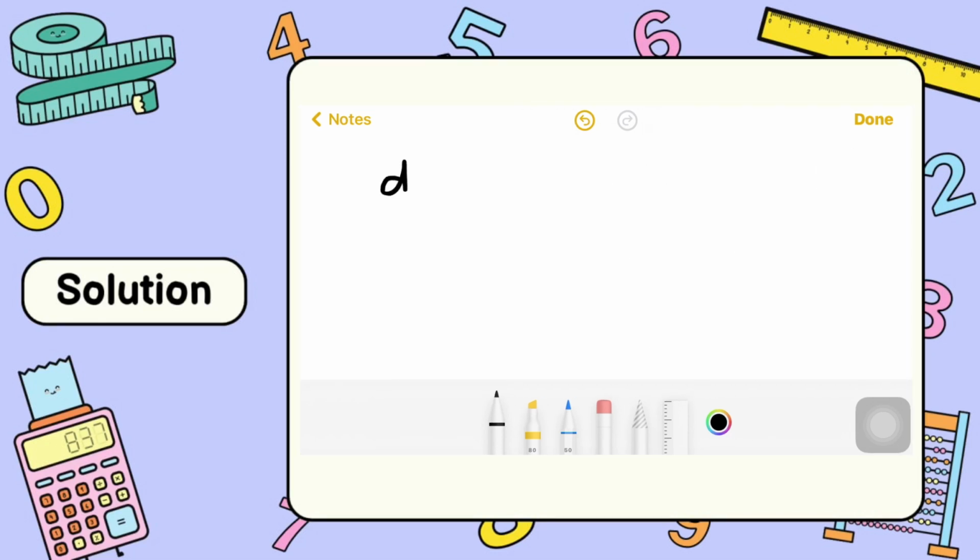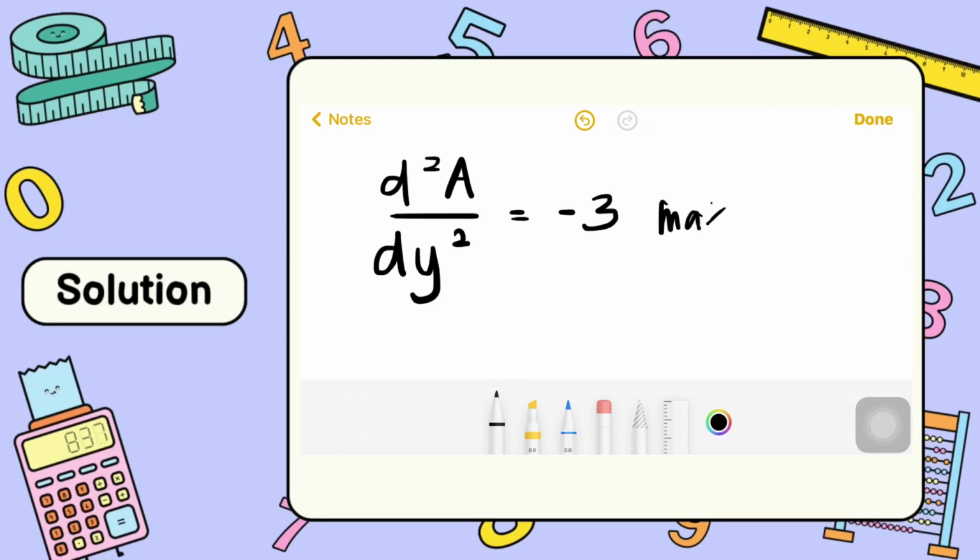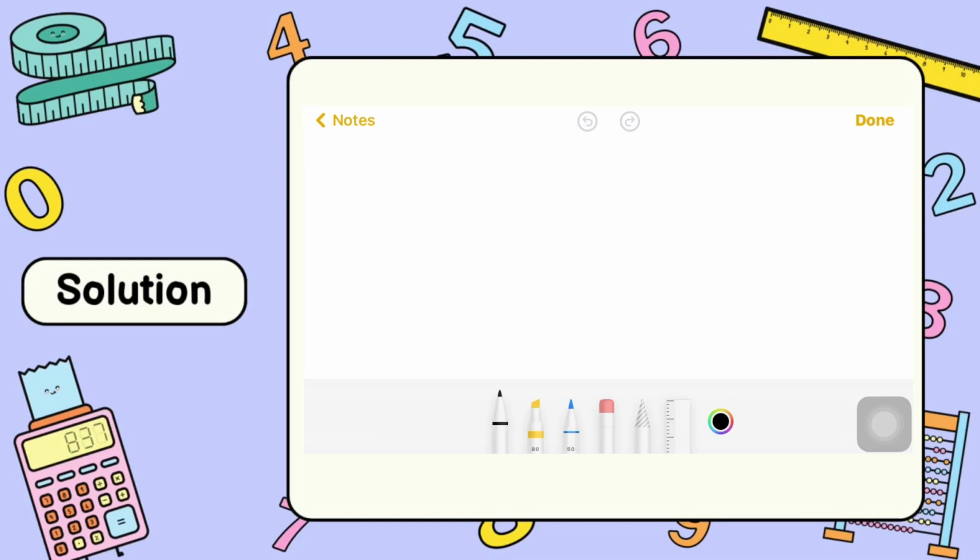Step 5. Find d squared A over dy squared and substitute y from step 4 to determine the difference between maximum and minimum value. So, d squared A over dy squared equals negative 3, that is the maximum value. Then, this is the last step.